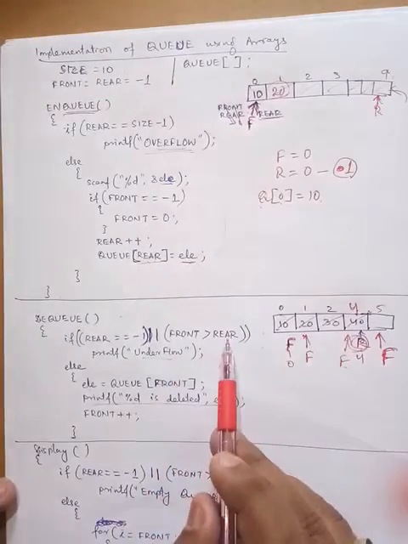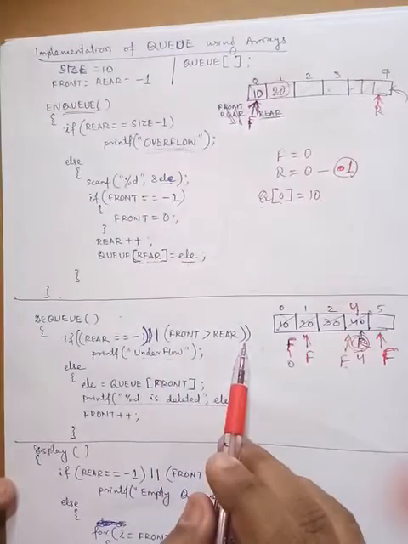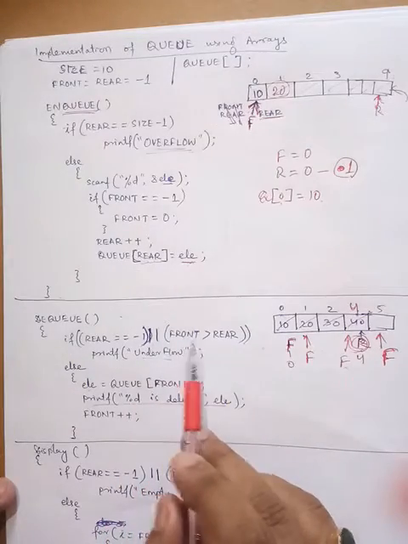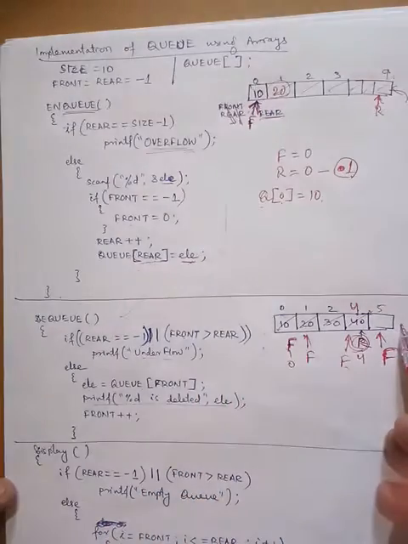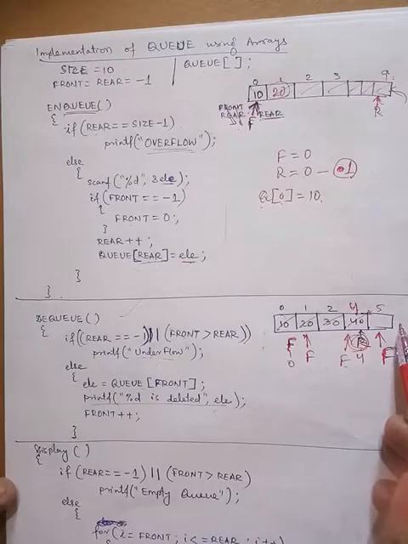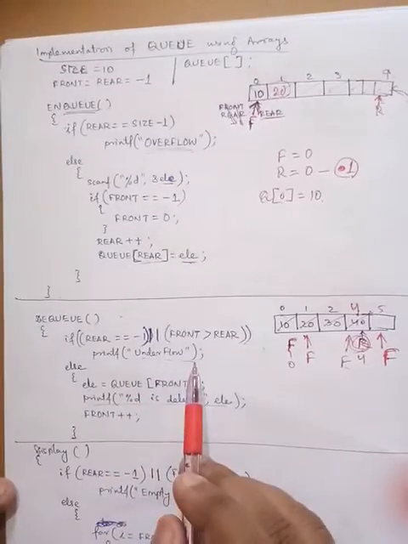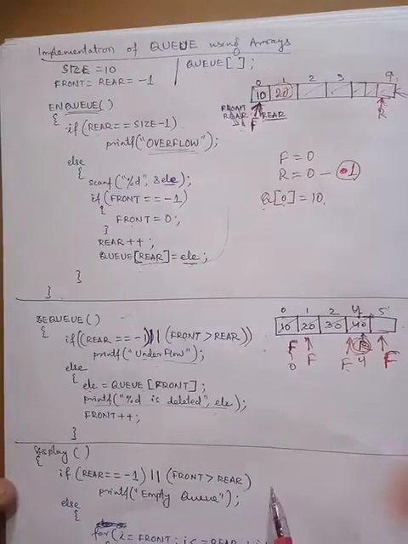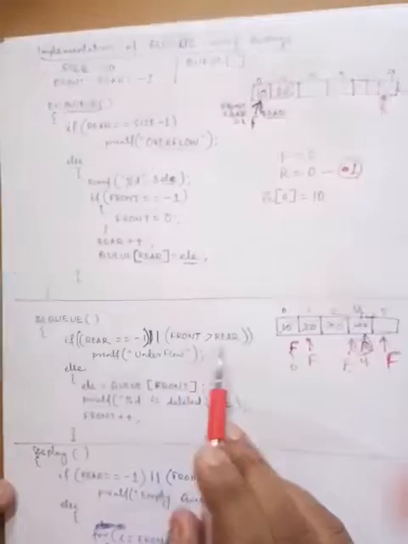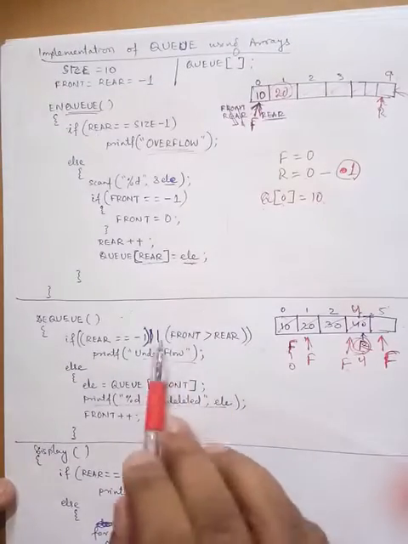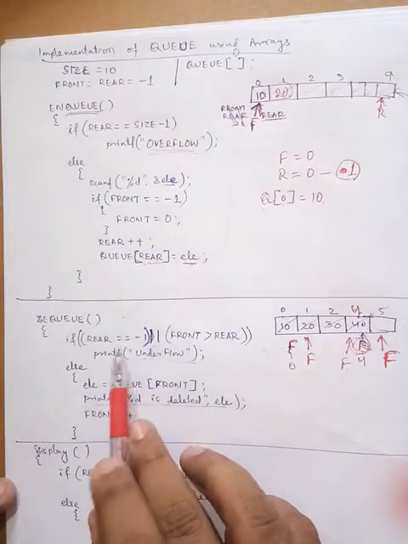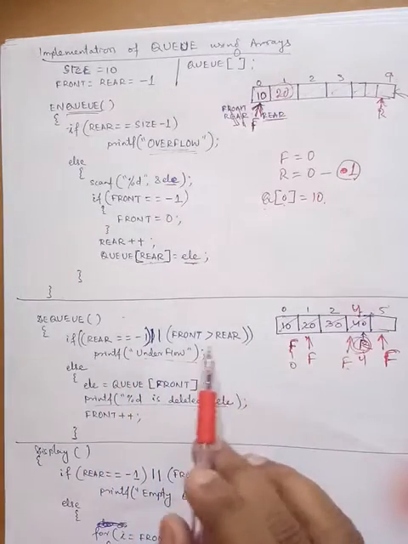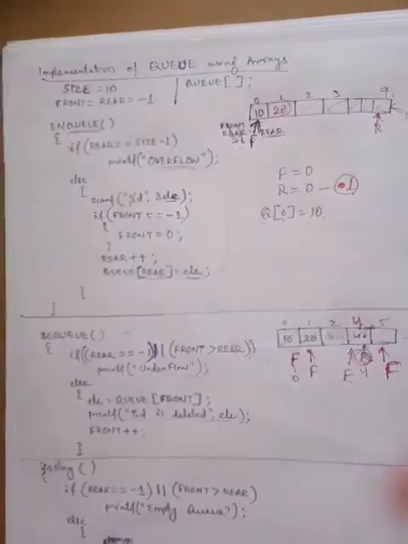If front is greater than rear, this is another condition you must write while checking the underflow condition. So if front is greater than rear, if all the elements are deleted, then also this is the underflow condition. That means front is 5, rear is 4. That means front is greater than rear. In this case, rear is equal to -1 or front is greater than rear, that is the underflow condition.